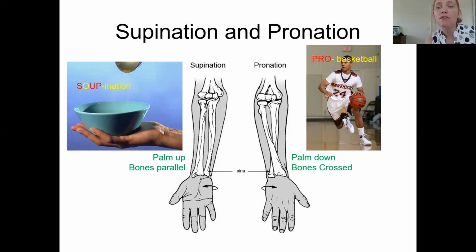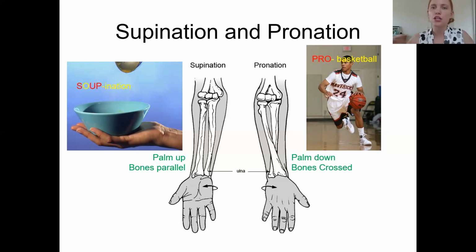And the way that I remember that is when you're playing pro basketball, palms down, dribbling, that's pronation. And if you're holding a can of soup, like a bowl of soup, it's supination. Got to hold that up, right? So supination, palms up; pronation, palms down, like pro basketball.